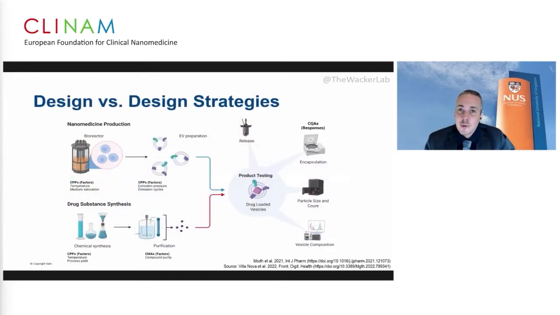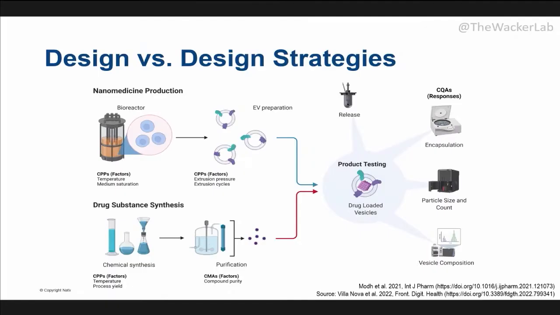So, but how does that relate to a design strategy? Here is a nanomedicine production process that you will probably find today in Singapore, in our lab, or also in other labs. You have a nanomedicine production, you use a bioreactor system, and then you produce, for example, extracellular vesicles. You can do that by changing temperature and medium saturation. Sometimes extrusion is involved. And then you load drug substances into those carriers. And what you get is a drug-loaded vesicle.